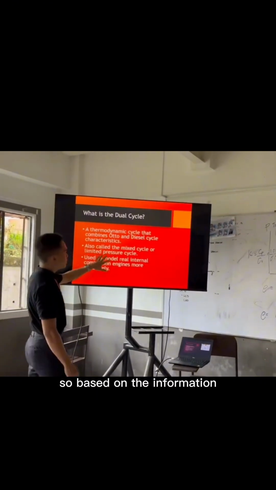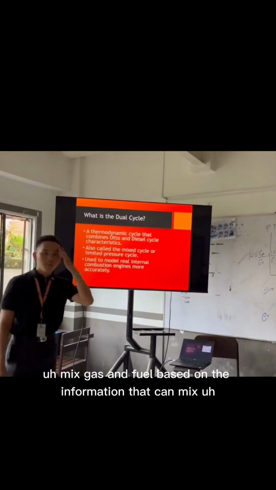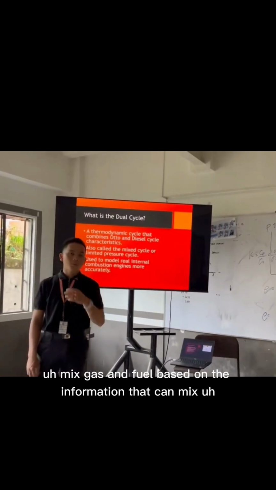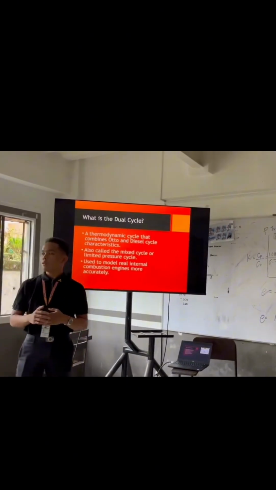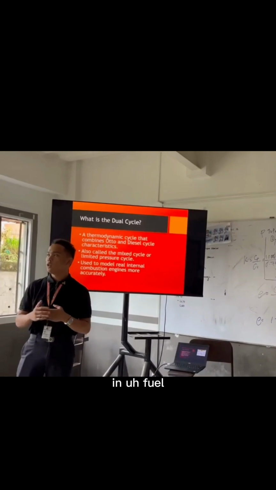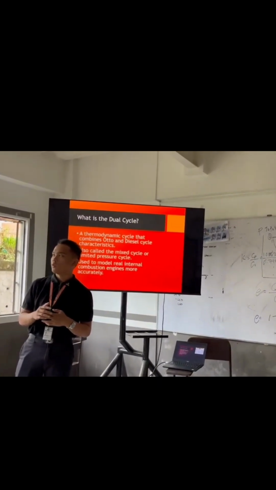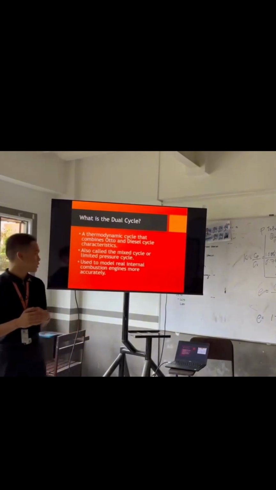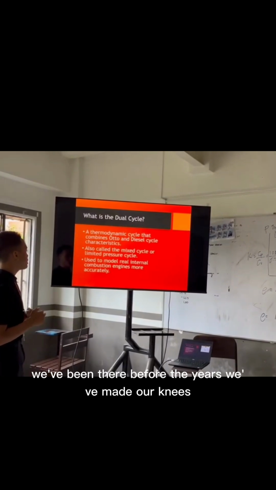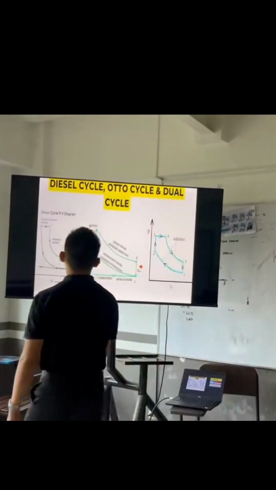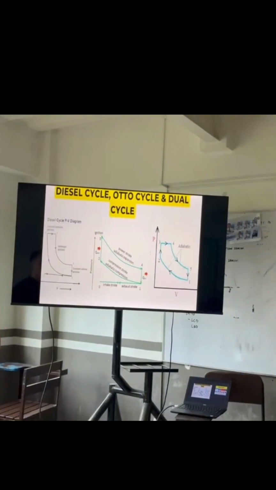So, based on the information, the mixed cycle or limited pressure cycle is a mix of gas and fuel. We use it to model internal combustion engines to make the diesel cycle, Otto cycle, and dual cycle, for example.